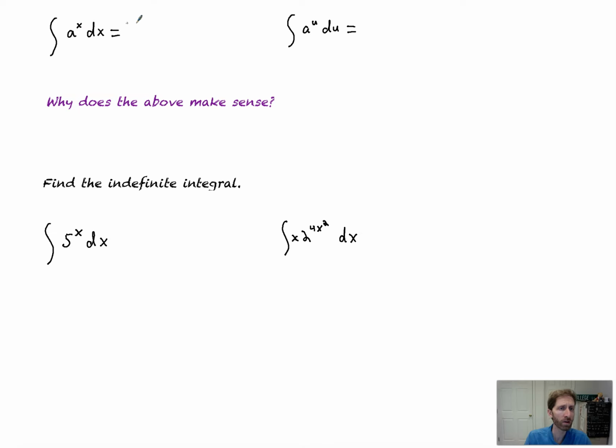So the indefinite integral of a to the x is going to be a to the x, but you've got a 1 over ln a, and of course you have plus c. And in general, this is pretty much the same: 1 over ln a times a to the u plus c.